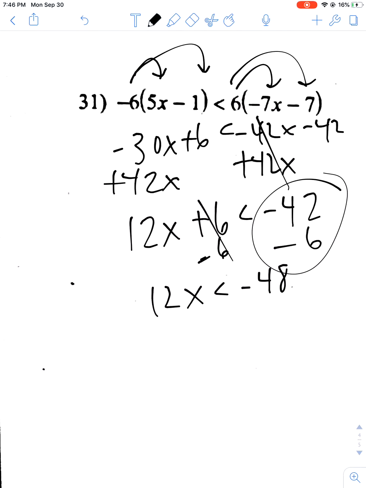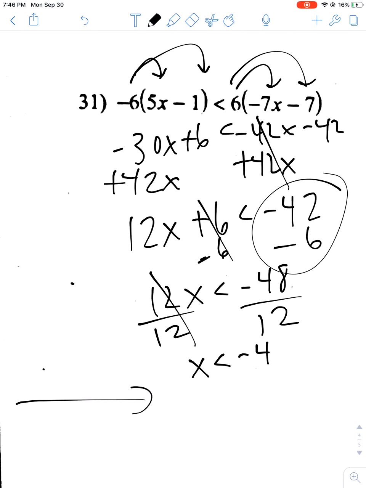Same sign, we added them. Divide by 12. Divide by 12. So x is less than negative 4. To graph that, the important number is negative 4. It is open because there's no line underneath. X is less than. Okay, so I need to point that way.